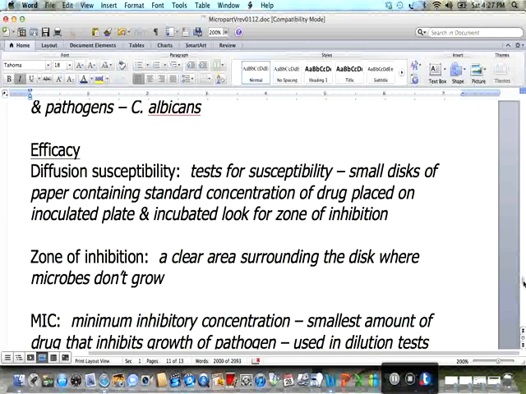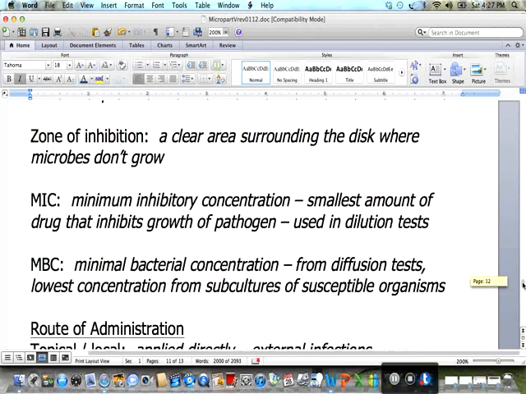There are a few ways to evaluate the efficacy of antimicrobial agents. Diffusion susceptibility tests use small discs of paper containing standardized concentrations of a drug placed on inoculated plates. After incubation, they are examined for a zone of inhibition or a clear area surrounding the disc. When microbes don't grow, the MIC, or minimum inhibitory concentration, is the smallest amount of drug that inhibits the growth of the pathogen.